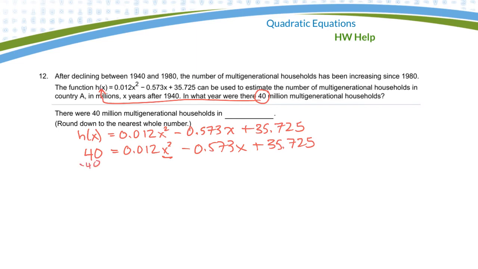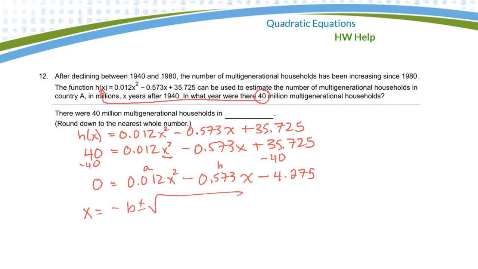So I'll subtract 40 on both sides. So I'll get 0 is equal to this stuff, 0.573x. That'll be a minus 4.275, I think. Yep. Okay, so now I'm not going to try and factor that. So with this one, I would just take it and use the quadratic formula. So this is A, this is B, this is C, and plug it in. I'm not going to finish that, but that's how I would do that question.